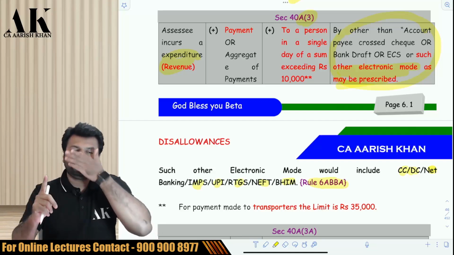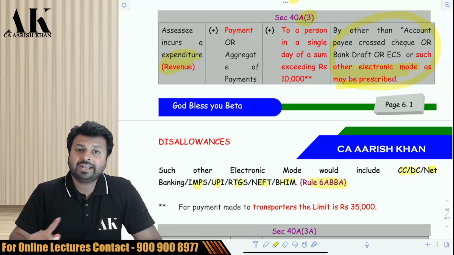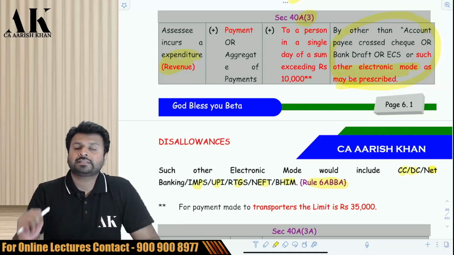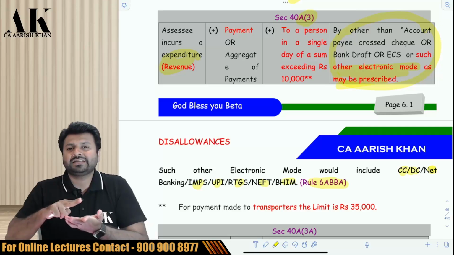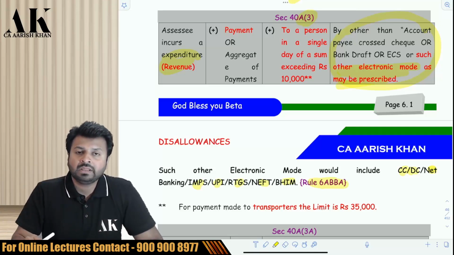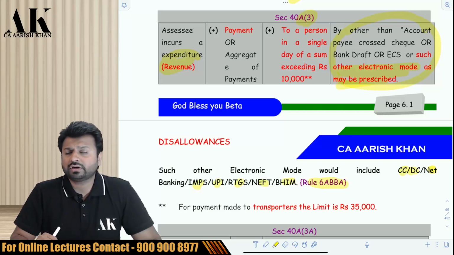And here the entire expenditure gets disallowed and not just the expenditure in excess of 10,000. Suppose you make a payment of 16,000 in cash to a person in a day, then the entire 16,000 will be disallowed and not 6,000. Unlike the previous section, where only the excessive portion was disallowed, in this section the entire amount will be disallowed. Please be very careful about it.